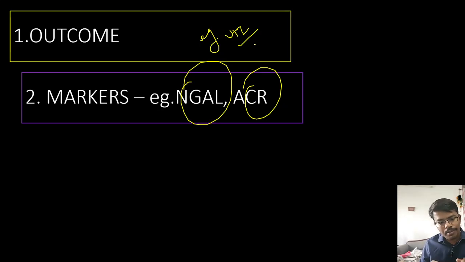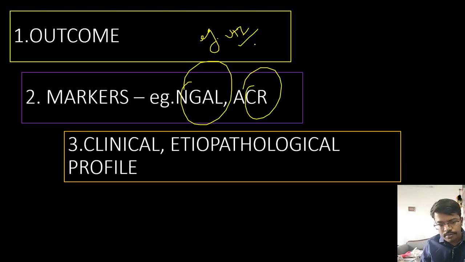And at least for the MD level, even 50 patients might be enough to complete the outcome studies. Third is another simplistic form of study, the clinico-etiological analysis profile of any disease. For example, sepsis-induced AKI, or clinical etiological profile of diabetic nephropathy presenting with UTI. These kinds of particular disease you can select, and that patient's clinical profile.